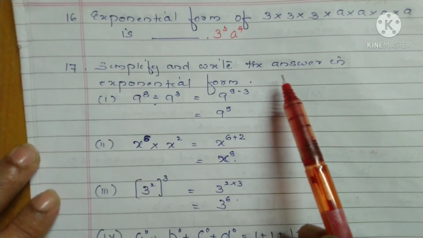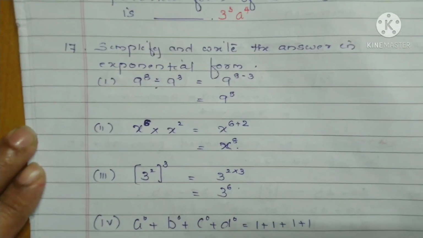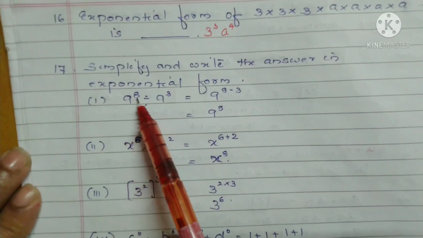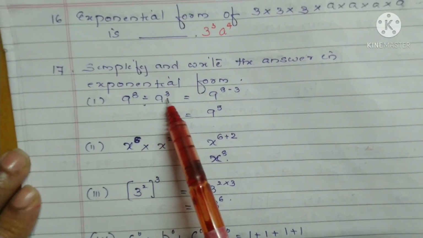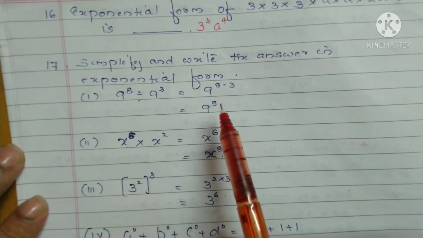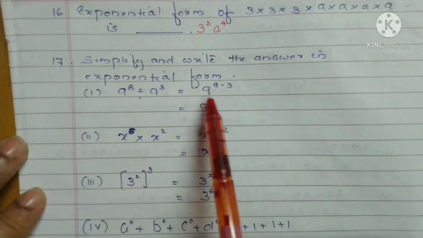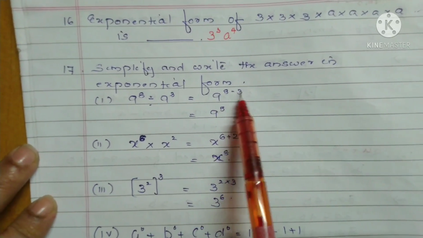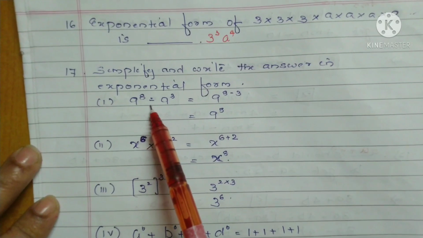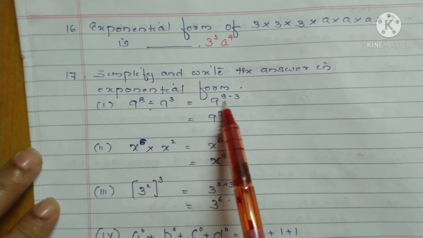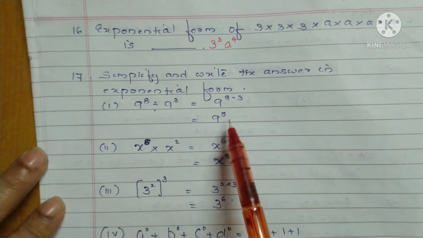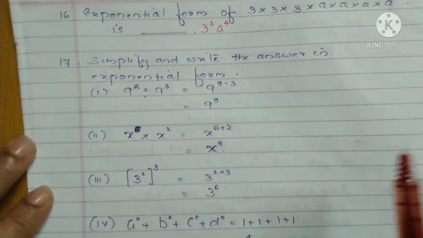Now simplify and write the answer in exponential form. So 9 raised to 8 divided by 9 raised to 3. Here we have to use the second law: 9 raised to 8 minus 3. a raised to m divided by a raised to n is equal to a raised to m minus n, that is 9 raised to 5.